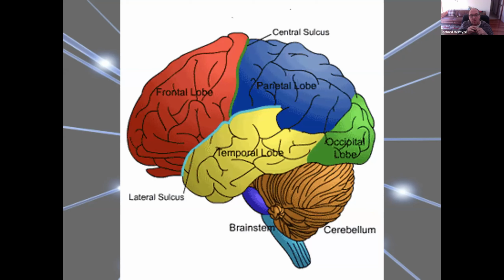So we've got frontal lobe, temporal lobe, occipital lobe, parietal lobe, cerebellum, brainstem. And we've got lateral sulcus and central sulcus separating those lobes, okay?